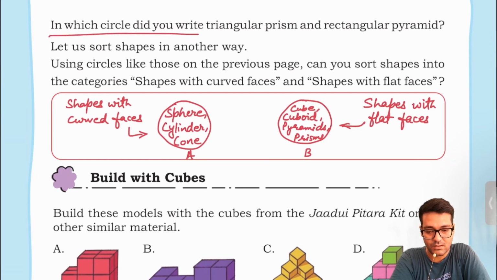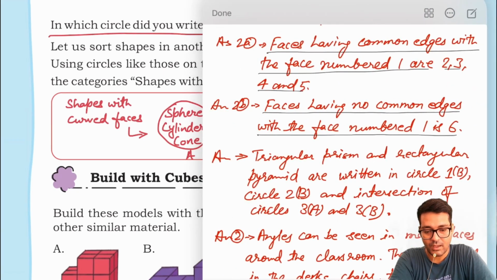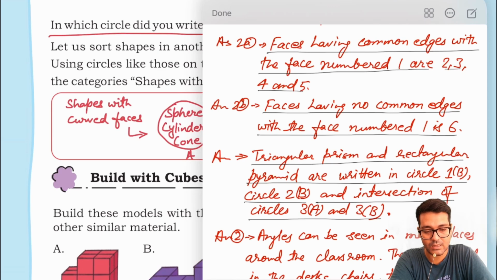In which circle did you write triangular prism and rectangular pyramid? Answer: triangular prism and rectangular pyramid are written in circle 1b, circle 2b and intersection of circles 3a and 3b.